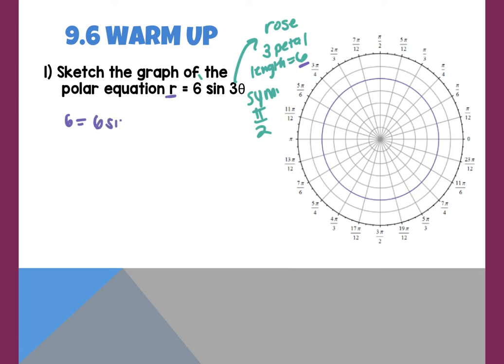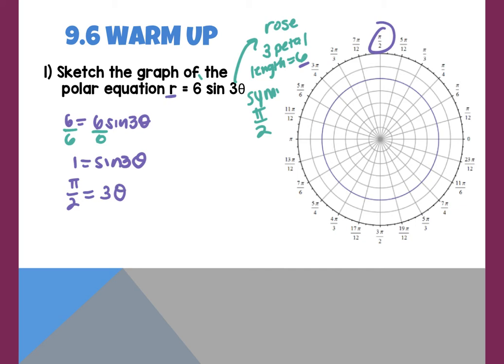6 equals 6 sine of 3 theta. And then I would divide both sides by 6. This exact step will happen every single time you start this process. You'll end up with 1 equals whatever's there, right? Because you're always setting them equal to each other. So then I look for where sine is 1, and that happens at pi over 2. So again, that answer would always be the same.